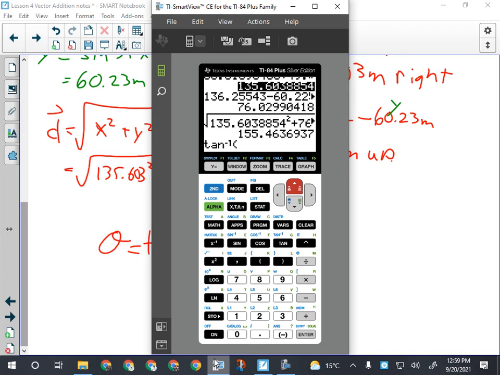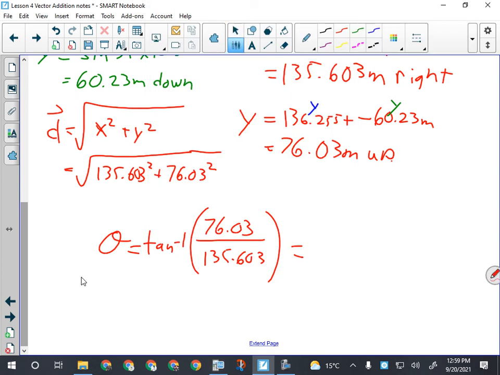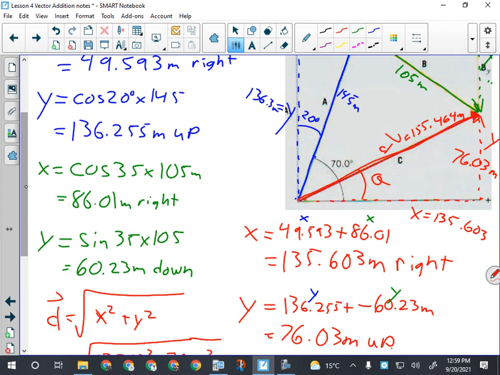Okay, so that one's opposite, divided by that one, which is the adjacent side. All right, so I'm getting an angle there of 29.278 degrees. Okay, and I have to put a direction on that. The question told me above and below the x-axis, so that's what I'm going to go with. According to my diagram, that's above the horizontal.